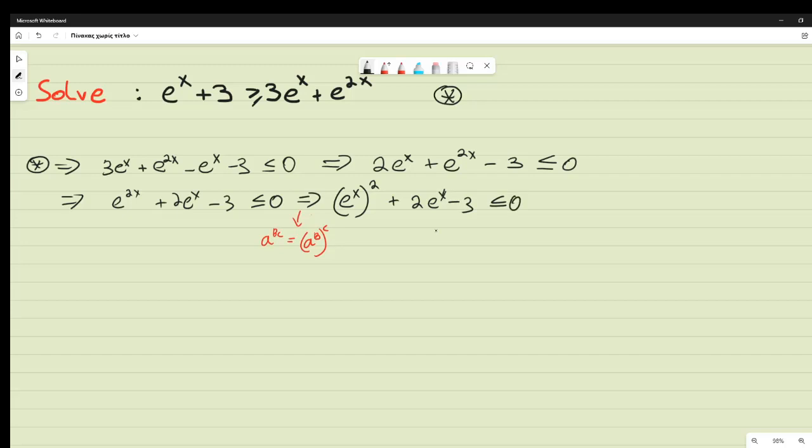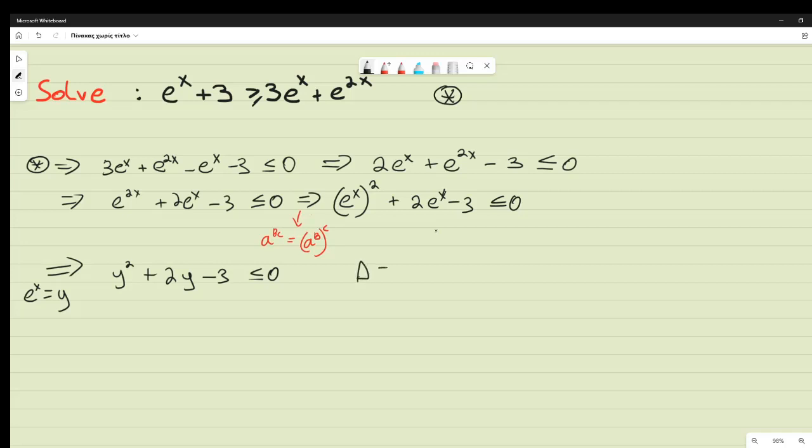And this over here, guys, reminds us of a second degree polynomial. So if we set e to the power of x equal to a variable, let's say y, we will have y squared plus 2 multiplied with y minus 3, smaller or equal to 0. And we will continue solving this in the typical way.